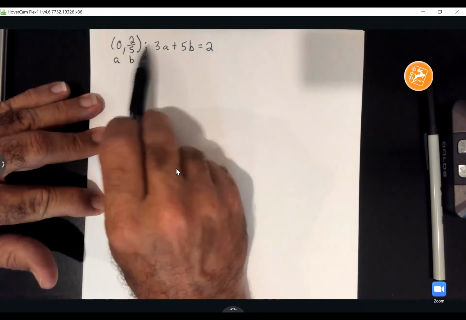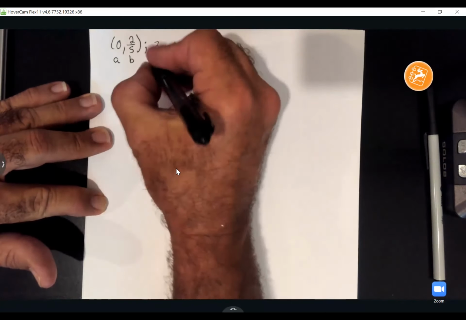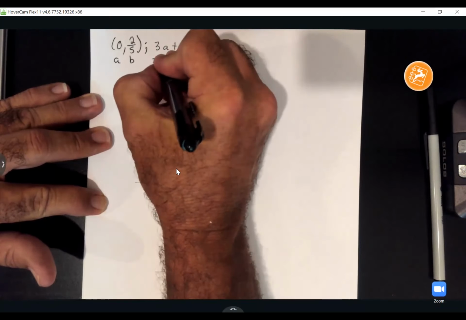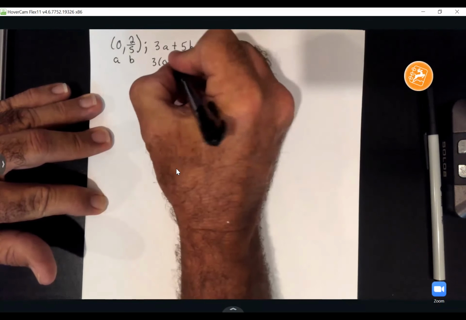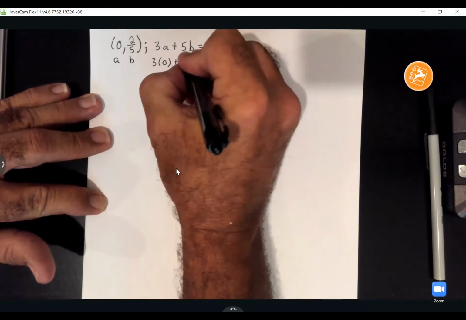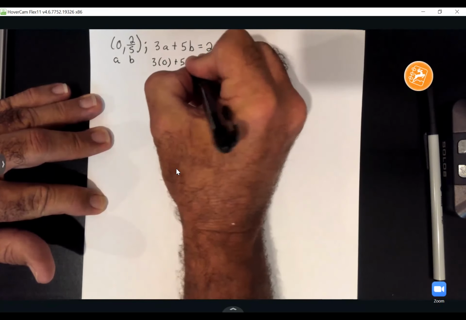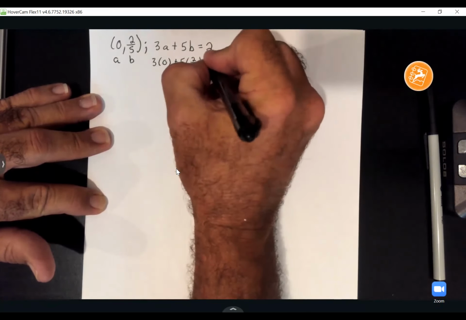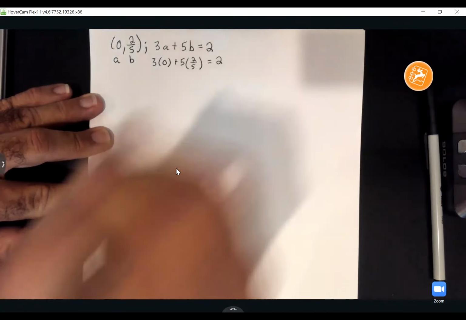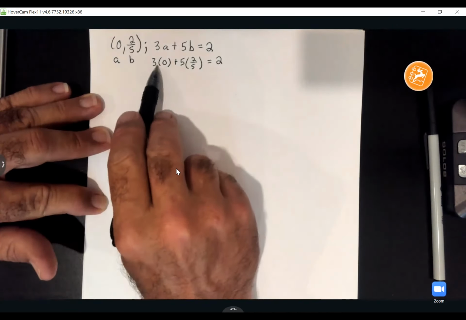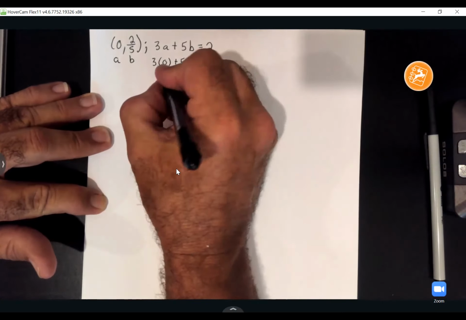So what we're going to do is plug our numbers in. So we got 3 times A, which is 0, plus 5 times that 2/5. That has to equal 2. We all look here, 3 times 0, that's a big 0.